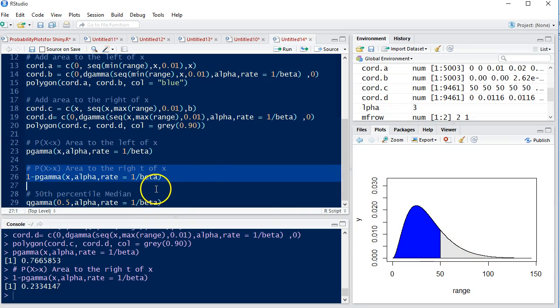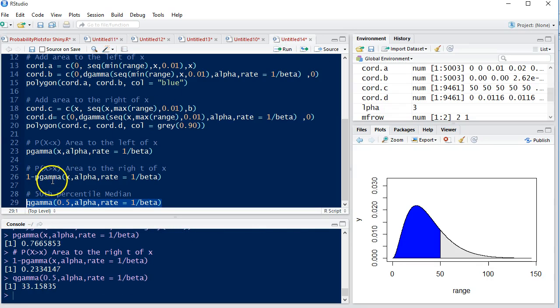All right, so now let's use the command qgamma, which gives us the quantile or percentile. If I want to find the 50th percentile, then I first put in my percentile as a proportion, then I put in the alpha, then I put in that rate parameter again, which again is just 1 over the scale parameter, which is 1 over beta. So I can run this line and I'll find the median of my distribution, which is 33.15835, which is just slightly less than our mean.